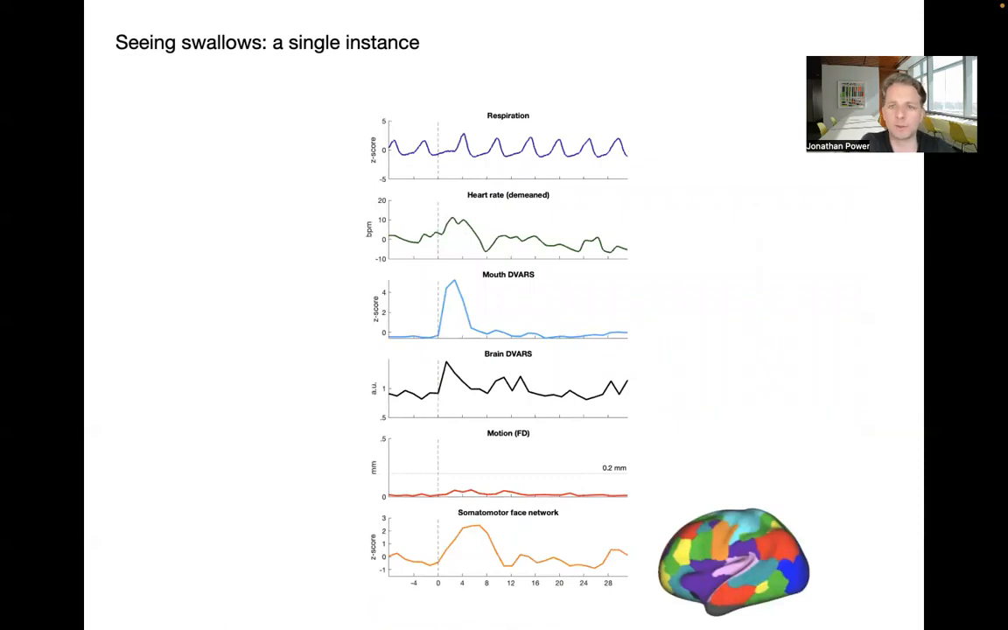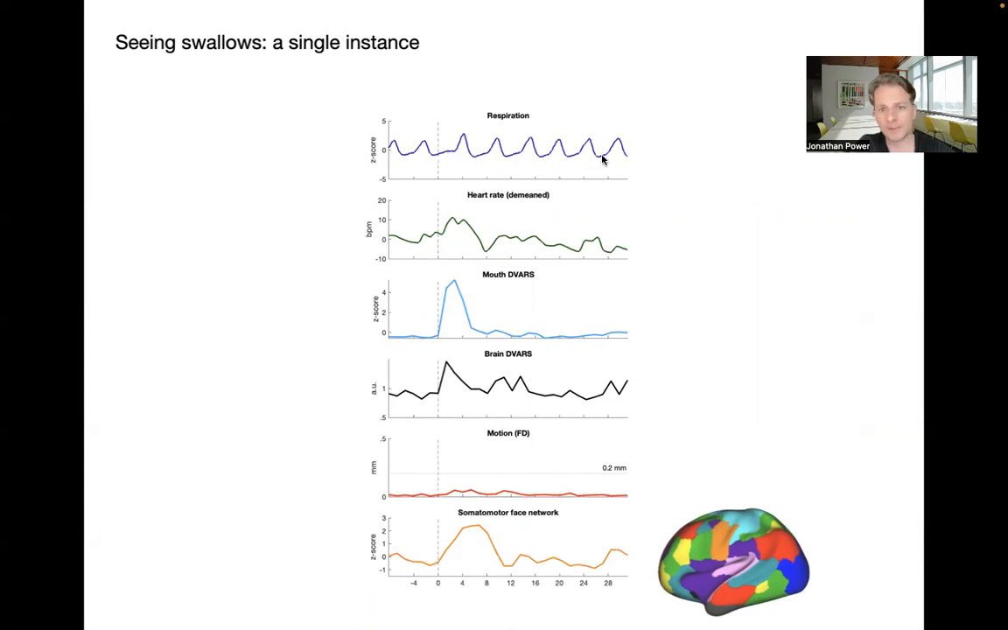So I'll back out now and just show you the kinds of data that we would typically have at hand in our scans. We always use the PMU with our Siemens scanner. So we have pulse oximeter and we've got a respiratory belt. Here's the respiration when the person did the swallow.